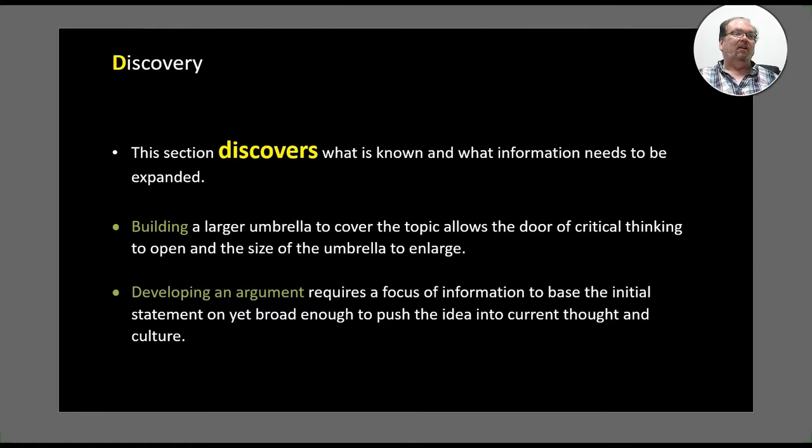Developing an argument requires a focus of information to base the initial statement on, yet broad enough to push the idea into current thought and culture. So sometimes the initial information, this umbrella that you have, you're going to start with a kind of a closed umbrella, and when you open it, then you can make a statement that covers all the ideas under the umbrella.